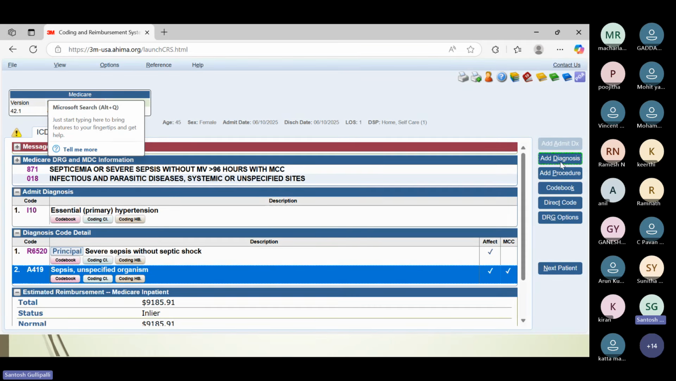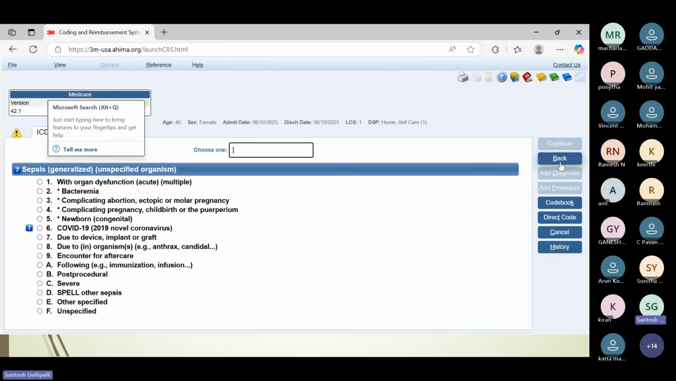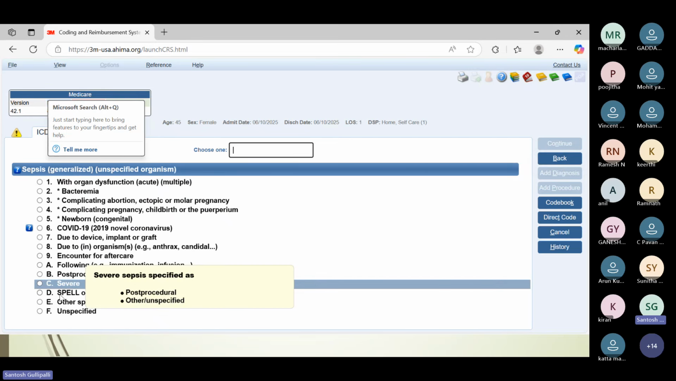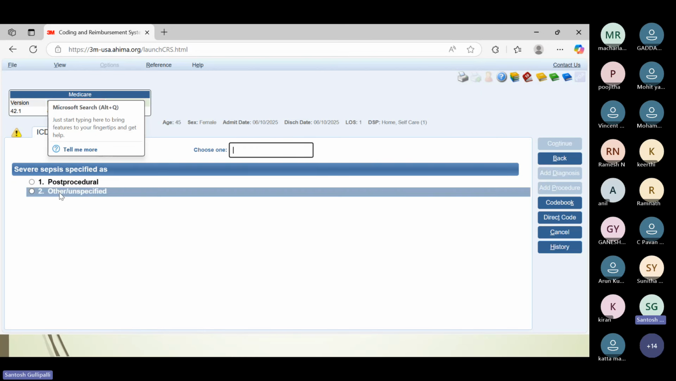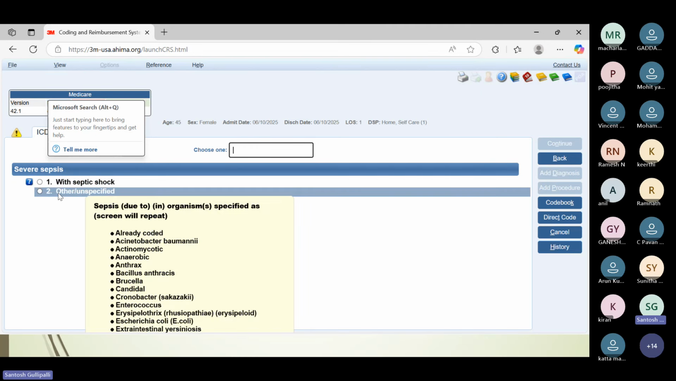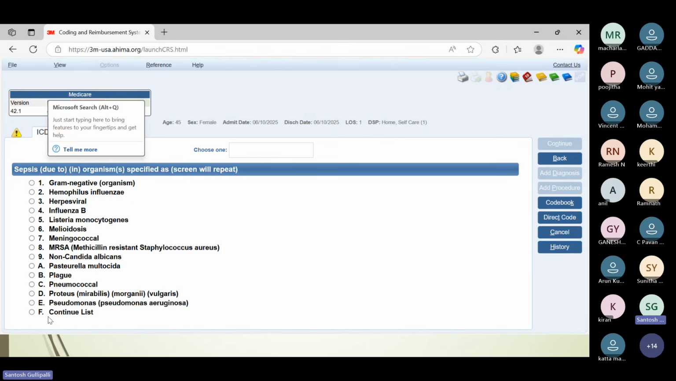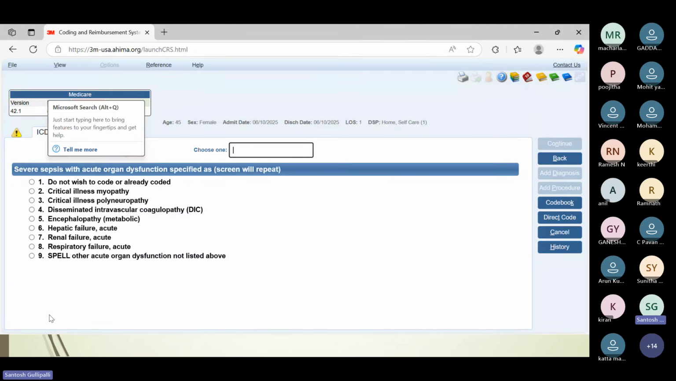So that time I will tell you how to look up. For example, sepsis, severe. Why can we consider it severe sepsis? Because of encephalopathy due to sepsis. That time we can consider it as severe sepsis. In severe sepsis, the type of sepsis is not documented, so we can consider it as unspecified.